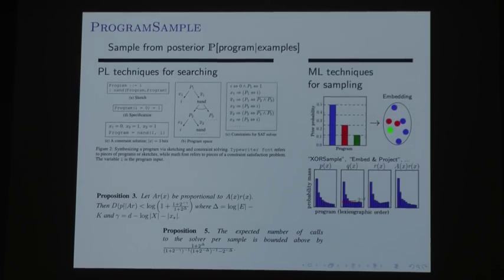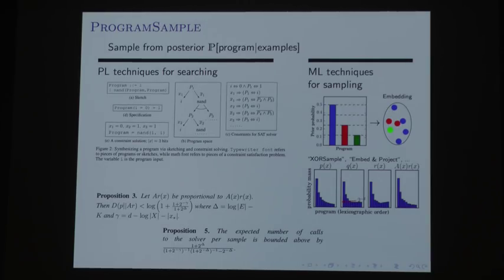Okay, so we have this algorithm called program sample, which solves exactly that problem. Given a set of examples, a program space as a domain-specific language, and a prior over elements of that program space, it models the posterior, the program conditioned on the examples, by drawing a bunch of posterior samples. At a high level, it combines ideas from the PL community, which has really cool tricks for searching for programs, with some machine learning techniques for sampling. I don't want to dive too much into the gory details, I'll just refer you to our paper for that.